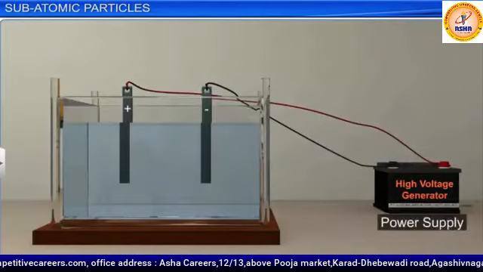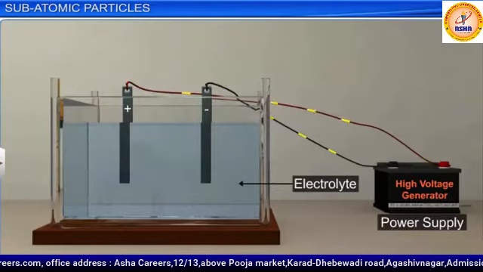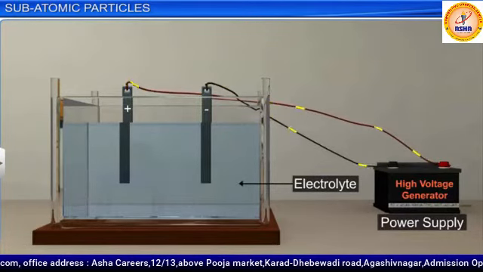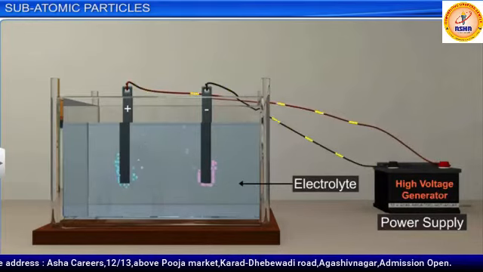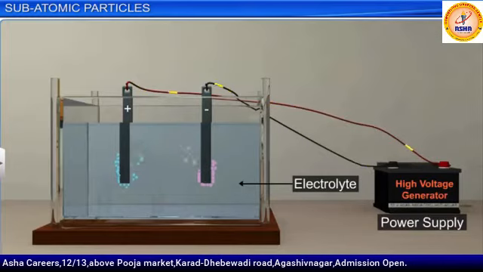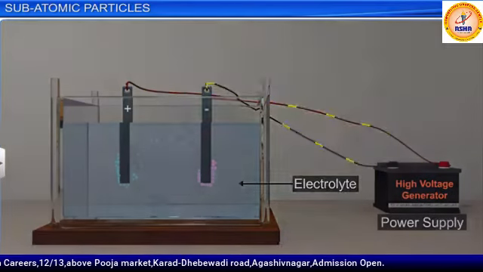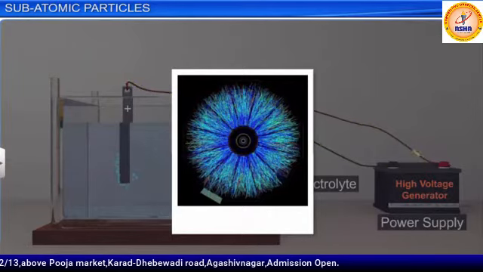Michael Faraday found that when electricity is passed through an electrolyte, which is a solution that conducts electricity, chemical reactions resulting in the deposition of matter at the electrodes take place. This experiment proved that electricity consists of charged particles, which in turn indicated the electric nature of matter.